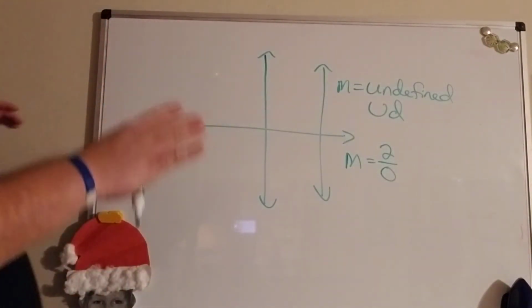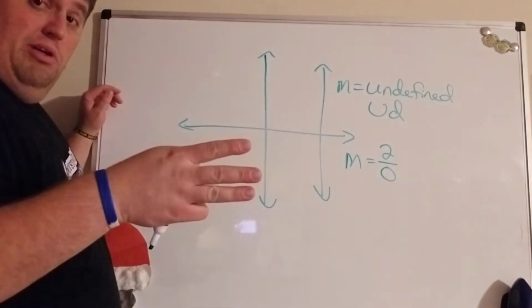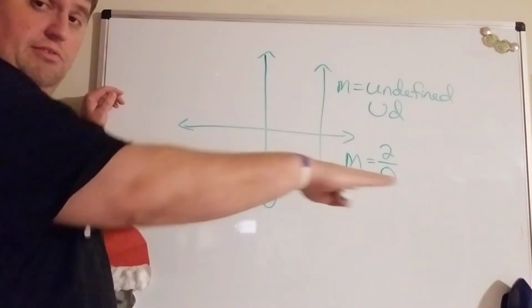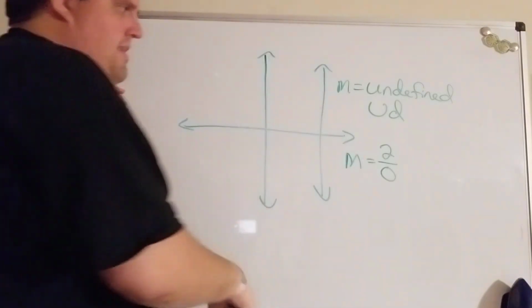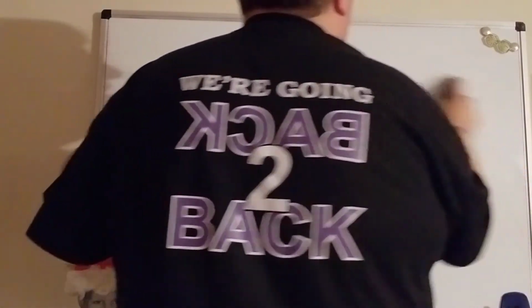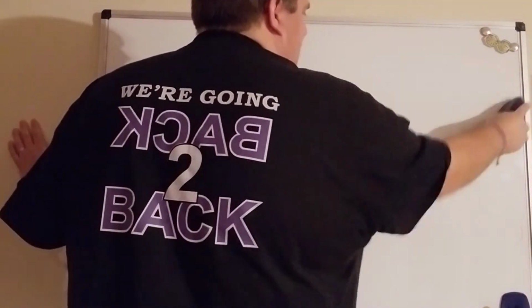So those are the 4 options. We could have a positive slope, a negative slope, 0 for my slope, which is horizontal, or undefined, which is the vertical line. All right, so how do we find this slope? Well, if I want to know how a line moves, usually I need 2 points.